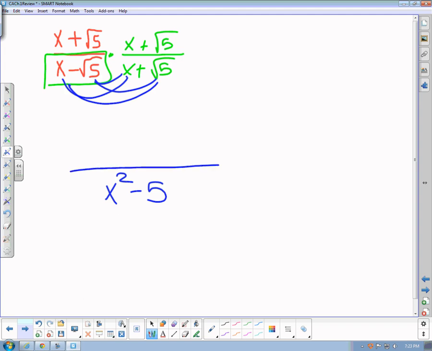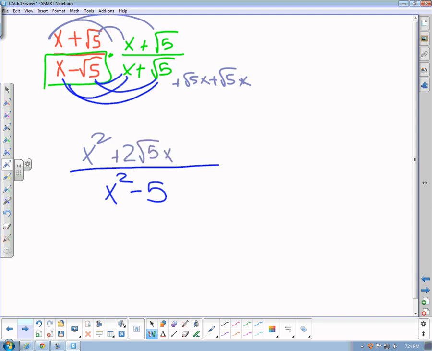Then the numerators, doing the same thing. X times x is x squared. That's going to be plus the square root of 5x. That's going to be plus the square root of 5x. And the square root of 5x times the square root of 5x is 2 square root of 5x. And then plus 5.